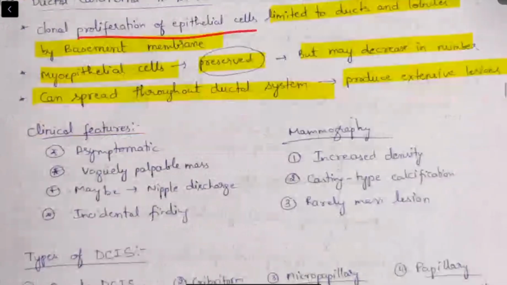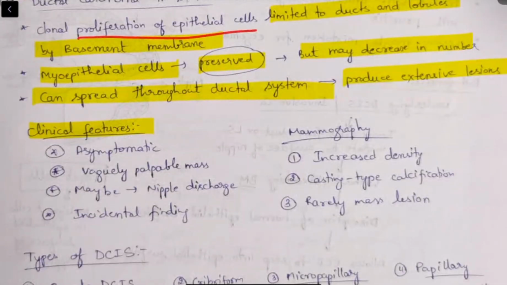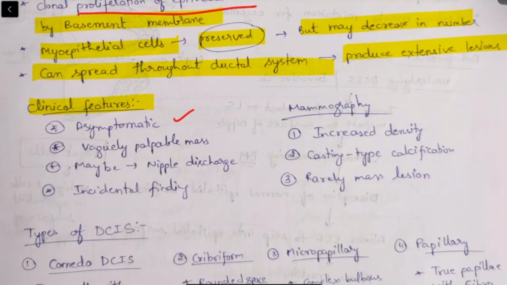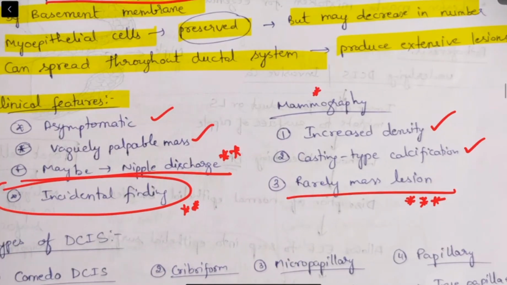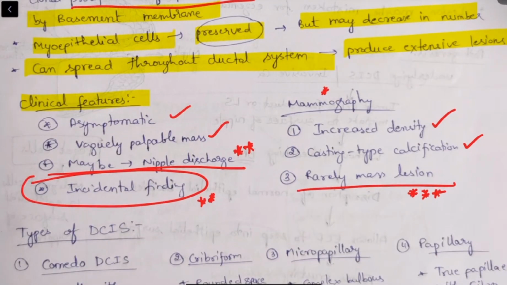Okay, so what will be the clinical features in case of ductal carcinoma in situ? They can be asymptomatic most of the time, but there can be a vaguely palpable mass and there can be nipple discharge if it involves larger ducts like the lactiferous sinus. In that case there is a possibility of nipple discharge. Usually they will be diagnosed incidentally. And on mammography there can be increased density or casting type of calcification or rarely a mass-like lesion. Okay, so clinical features are mainly asymptomatic, or there can be a nipple discharge or vaguely palpable mass. For diagnosis, usually for some reason we will order mammography and on that we will see all these three findings, and because of that it is called an incidental finding.